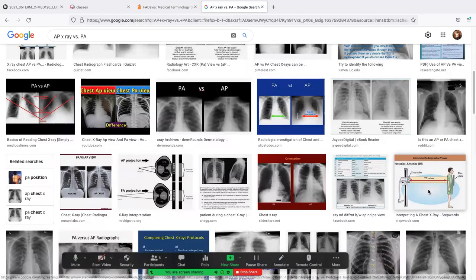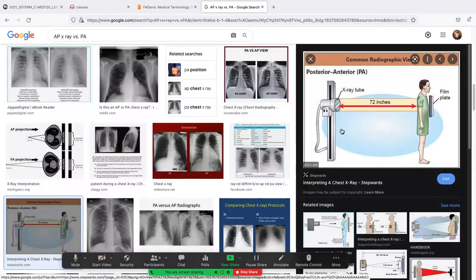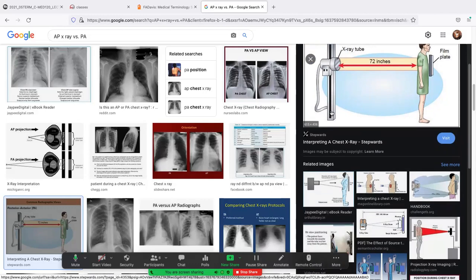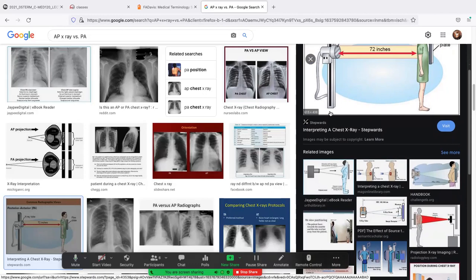Here's a PA film, or a posterior or postero anterior film. Posterior means back, anterior means front. So the X-ray is shooting X-rays at you from the back to the front, and that's called a PA view. Now, an AP view is the exact opposite. It would shoot from the front to the back and then to the plate.